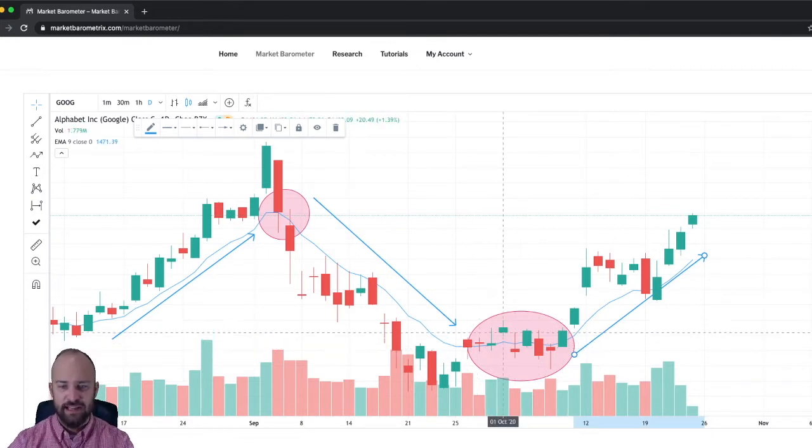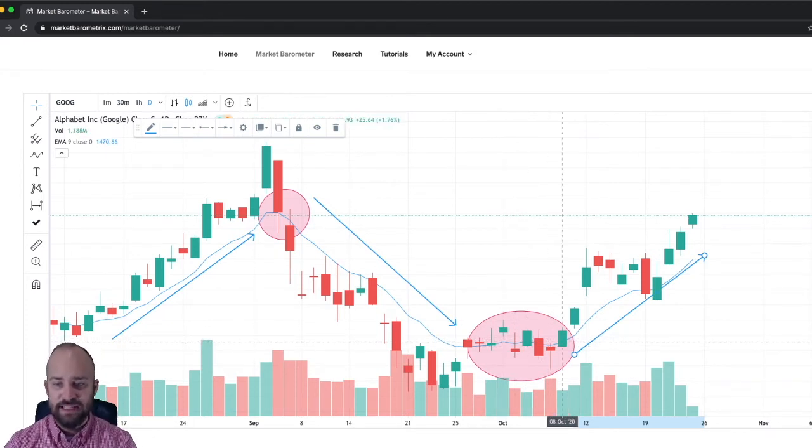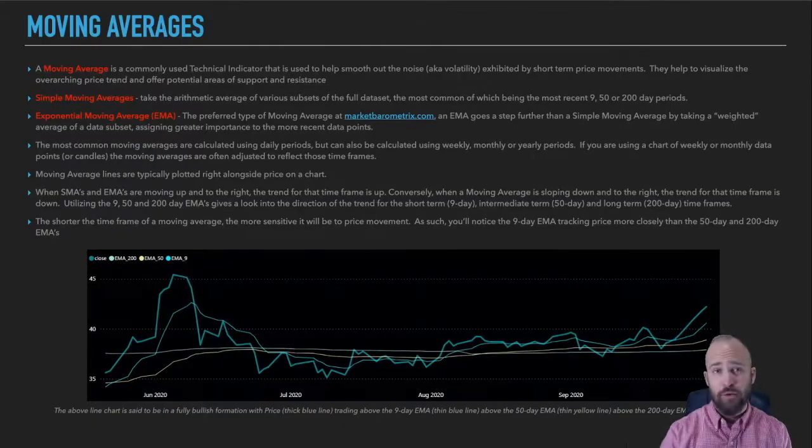Price kind of oscillating above and below the 9-day EMA. But eventually we see 2 decisive closes on October 8th and October 9th, confirming to us that the trend is changing and leading to a move higher in price. So far, we've looked at the 9-day exponential moving average and how price trends around the 9-day EMA, indicating to us the short-term trend and changes in the short-term trend.